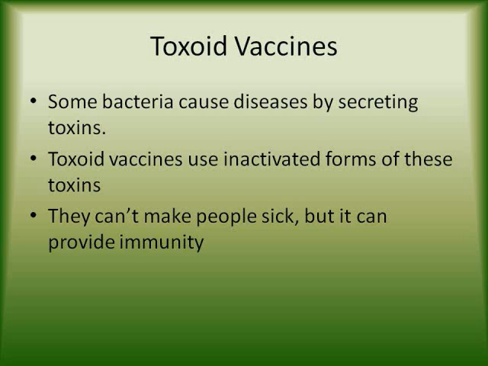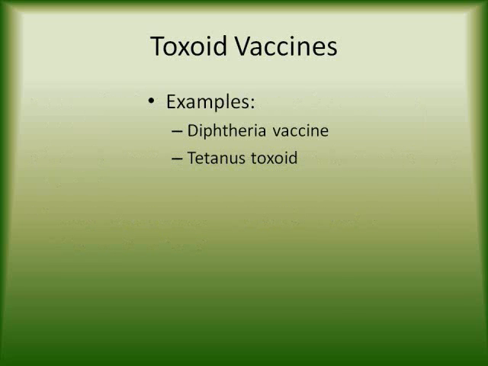Toxoid vaccines. That's our third major type. Some bacteria cause diseases by secreting toxins. They're secreting poisons into the person's system, and that's what's making them sick. So in developing the toxoid vaccines, we take the toxins themselves and inactivate them. That's what's making the people sick. And then we give those inactivated toxoids or toxins back to the person in the form of vaccine. And again, it can't make the people sick because the bacteria is not even there. It's just the toxins. But it can provide immunity. Examples: diphtheria and tetanus.